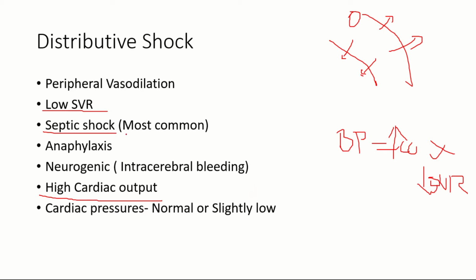So the most common type of distributive shock is the septic shock, which is due to infection. It can also be due to allergic reaction. In that case, it's known as anaphylactic shock. Or if there are any neurogenic defects like intracerebral bleeding, then this can lead to neurogenic shock. And about the cardiac pressures in the distributive shock, they are either normal or slightly low, okay? So the cardiac pressures are not going to be affected that much in case of distributive shock.